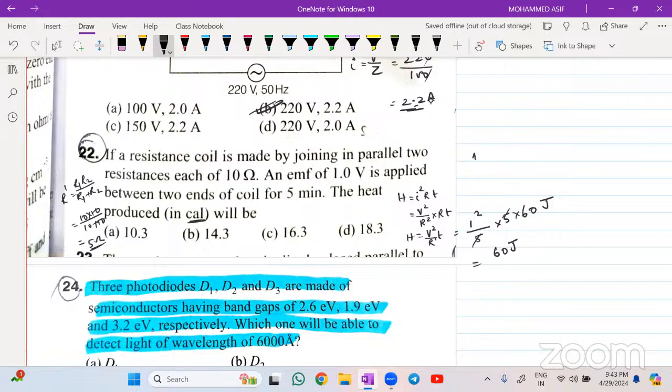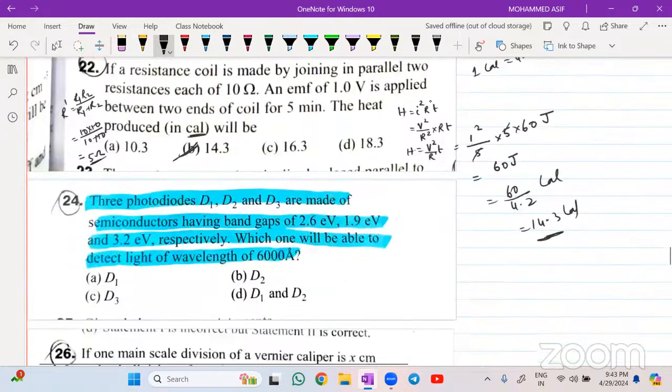And you know that 1 calorie is equal to 4.2 joules. So 1 joule will be equal to how much? 60 divided by 4.2 calories. So that will be equal to 14.3 calories. B will be the answer. Clear? Check.